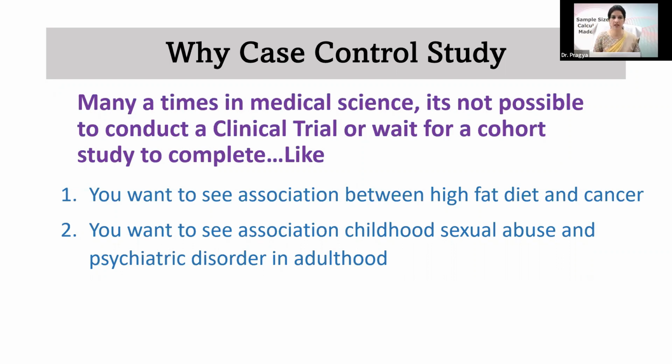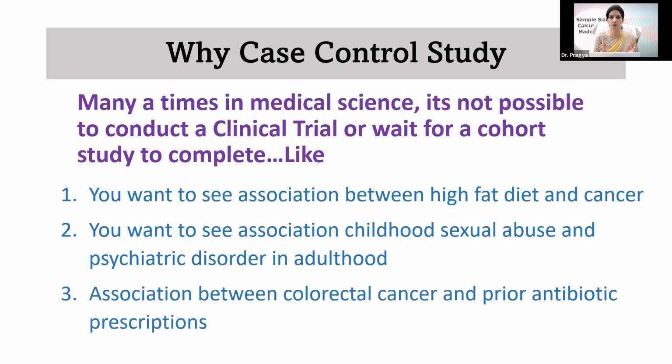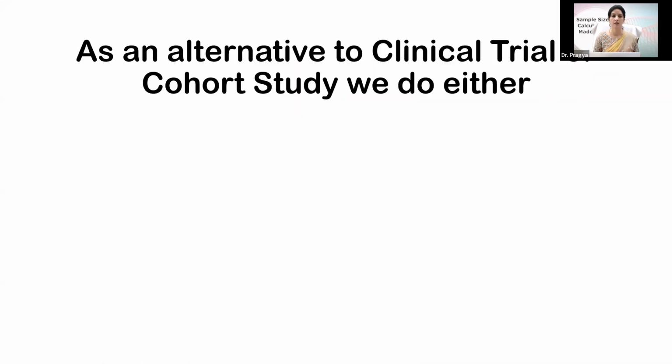So these are the two examples that we have shown you, followed by this third example, where we want to test the association between the colorectal cancer and prior antibiotic prescription. So maybe the exposure in this case is the prior antibiotic prescription and the outcome is the colorectal cancer. Again, it is difficult to test this hypothesis with the cohort study or with the randomized control trial. So case control study is an ideal type of study design in such cases. So you should always remember that this is an alternative to a clinical trial or a cohort study.